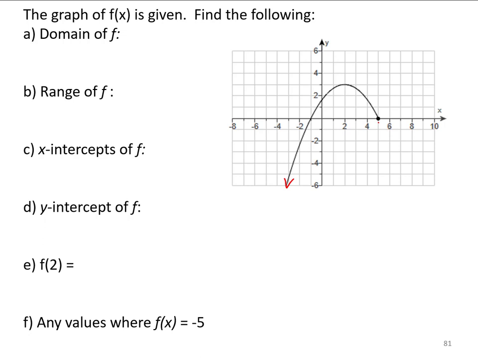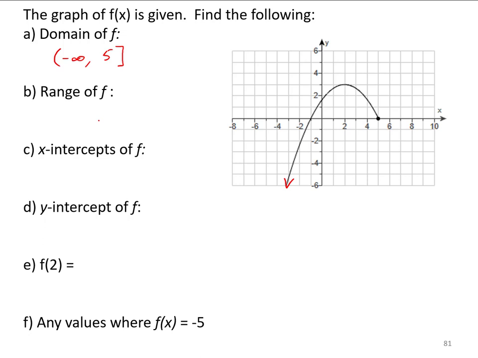Now, the first thing we are asked to find, for part A, is the domain of f. Because the graph continues to the left, but it has a closed dot at the point 5, 0, our domain, because that is x values, is going to be parentheses minus infinity, comma 5, bracket.